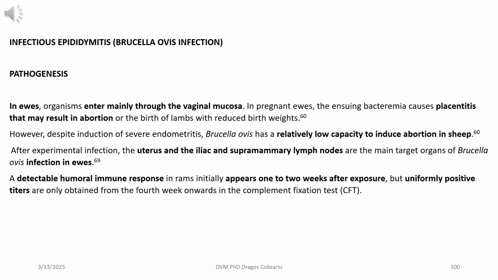In ewes, organisms enter mainly through the vaginal mucosa. In pregnant ewes, the ensuing bacteremia causes placentitis that may result in abortion or the birth of lambs with reduced birth weights. However, despite induction of severe endometritis, Brucella ovis has a relatively low capacity to induce abortion in sheep. After experimental infection, the uterus and the iliac and supramammary lymph nodes are the main target organs of Brucella ovis infection in ewes. A detectable humoral immune response in rams initially appears 1 to 2 weeks after exposure, but uniformly positive titers are only obtained from the 4th week onwards in the complement fixation test.